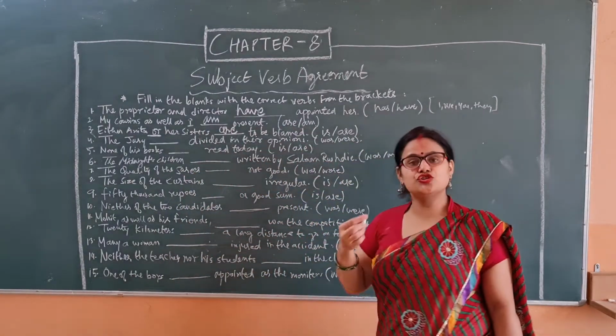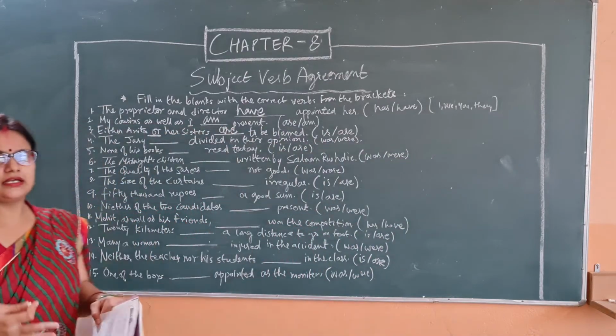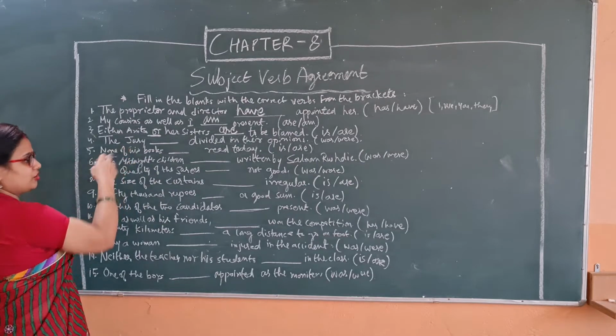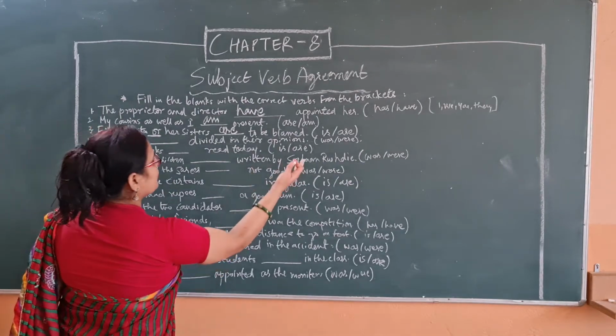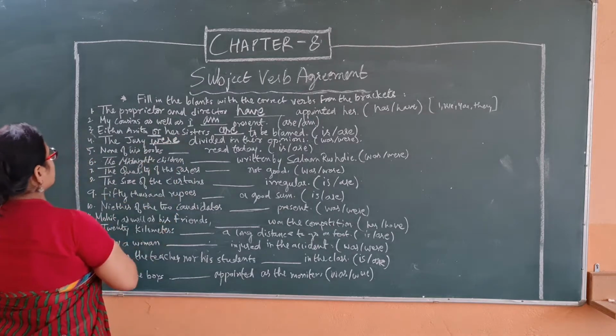So the jury. Jury is a collective word, a collective word like a collection of judges. So jury, obviously, is a collection of members. So it goes with the verb. Hope it is also clear to you.